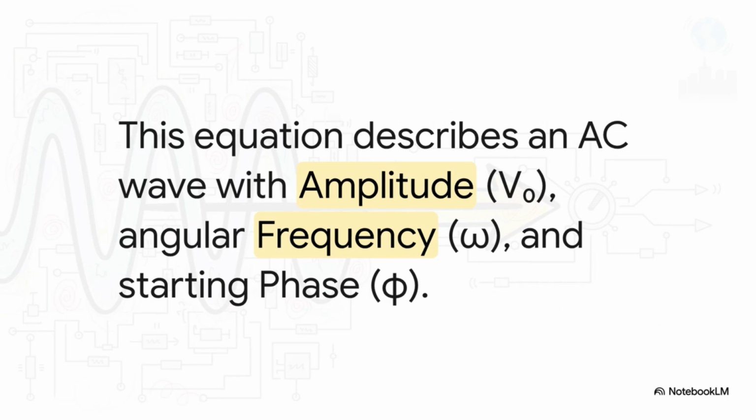And mathematically, that wave looks like this. Now, I know, an equation pops up and it can look a little intimidating, but stick with me, it's actually pretty simple. It's just describing three things about the wave. That V0, that's just the amplitude, how tall the wave is. Omega is the frequency, how fast it's wiggling. And that last symbol, phi, that's the phase. It's basically just where the wave starts.